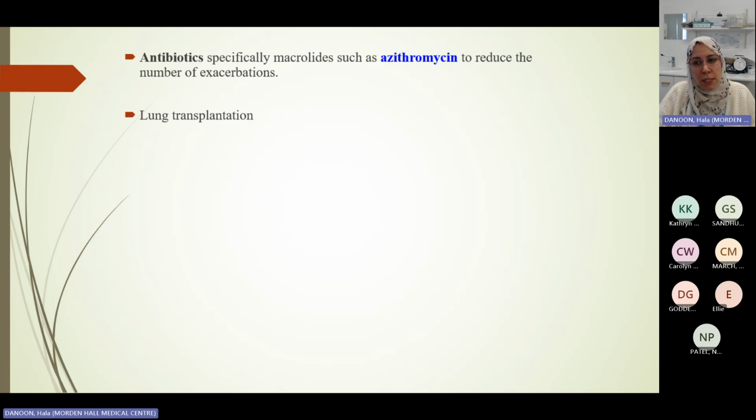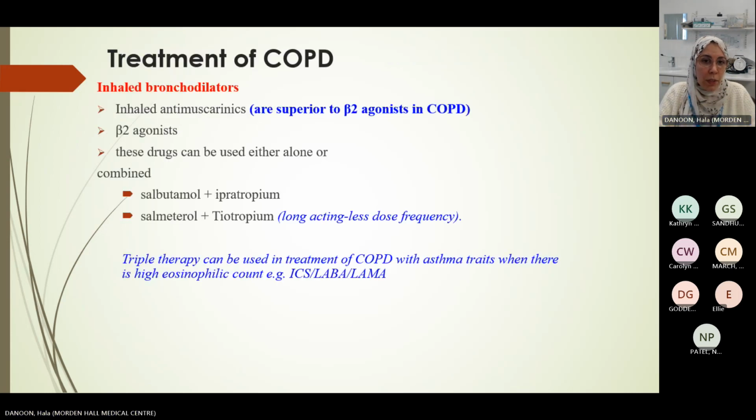So azithromycin, sometimes if patients have recurrent chest infections, more than 3 times a year, then they can go on a prophylactic azithromycin 3 times a week. Lung transplant can be another route as well.